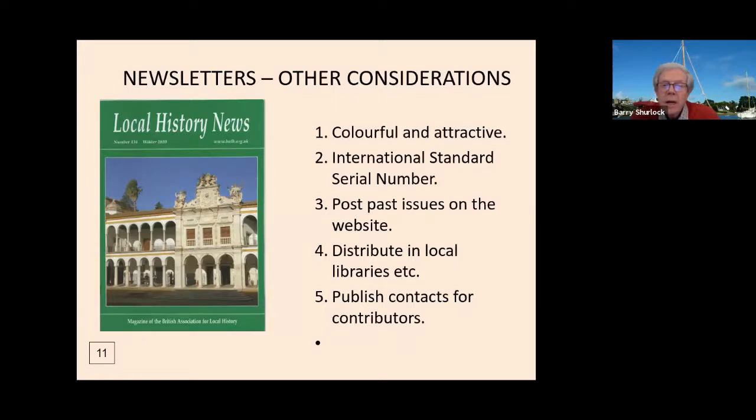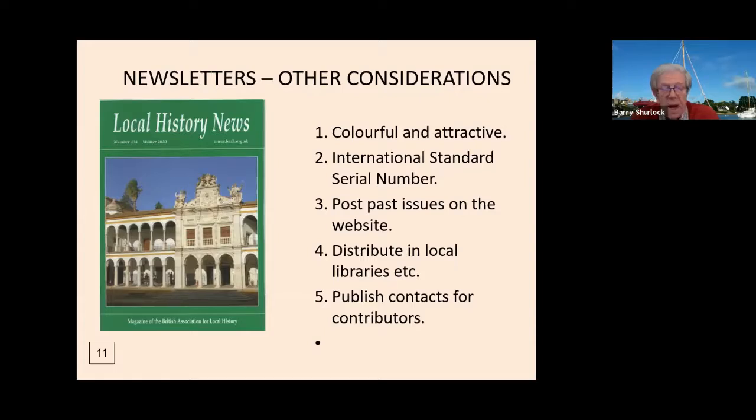Also, I'd like to mention photographs. We all know about photographs, but how many people have events, go on visits, have talks, and never take a photograph? They're absolutely invaluable in newsletters. So collect more photographs than you can possibly use.